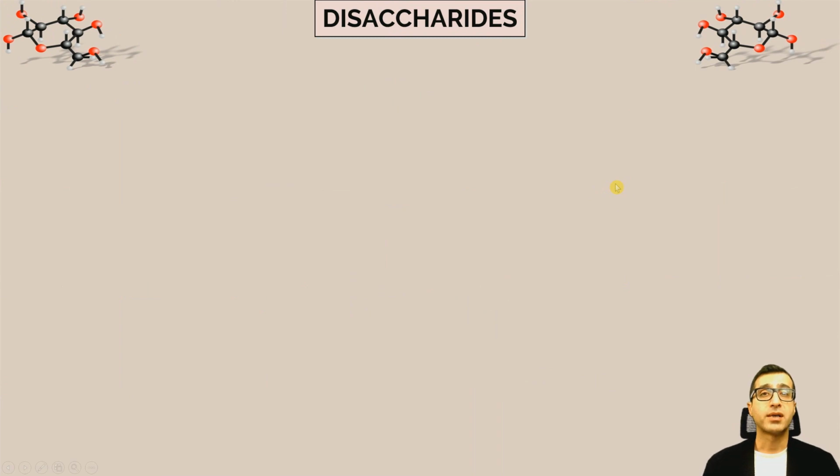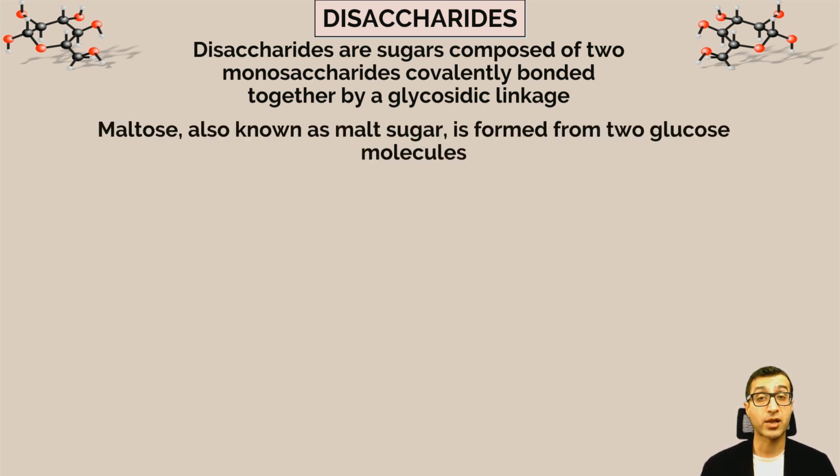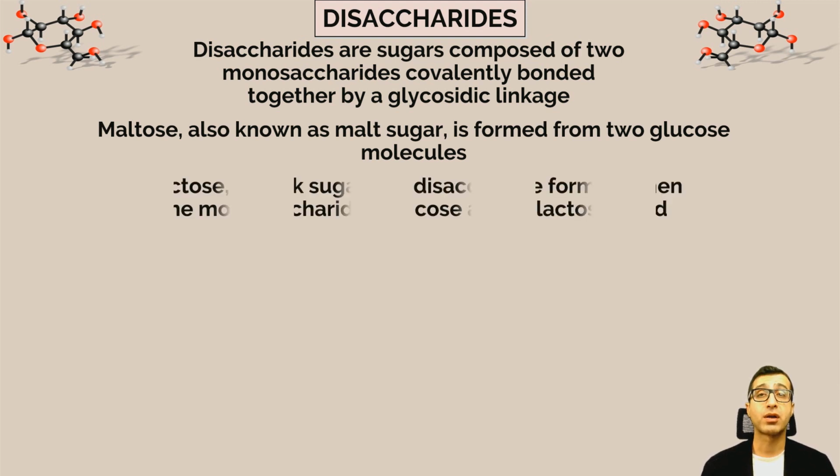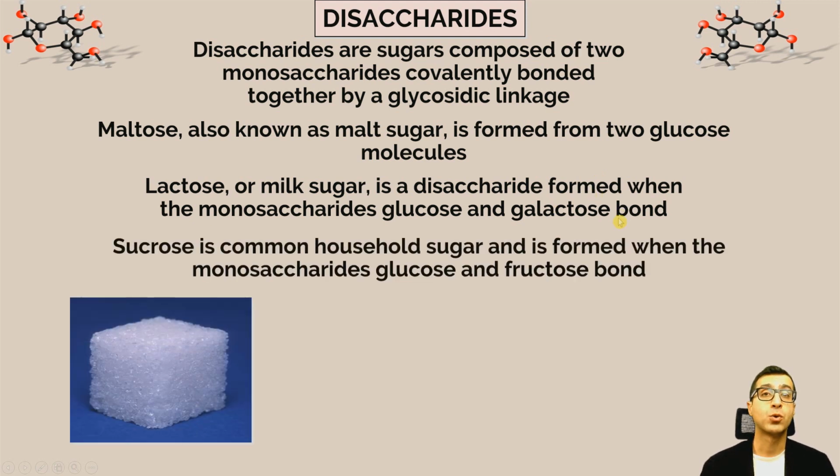So a disaccharide is a sugar molecule composed of 2 monosaccharide subunits covalently bonded together by a glycosidic linkage. So maltose, for example, which is also known as malt sugar, is formed from 2 glucose molecules joined by a glycosidic bond. Lactose, which is the sugar found in milk, is a disaccharide formed between the monosaccharides glucose and galactose, again linked by a glycosidic bond. And sucrose, which is common household sugar, is formed when you take the monosaccharides glucose and fructose and bond them together with a glycosidic bond.